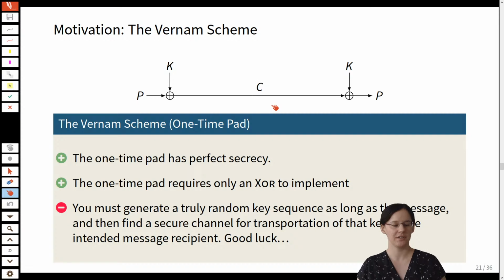So the good news is, from a lightweight perspective, it has perfect secrecy, and it's as cheap as it gets. So the only thing you do is one XOR per bit of the plaintext.